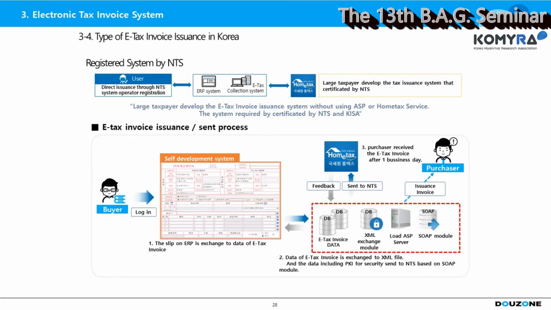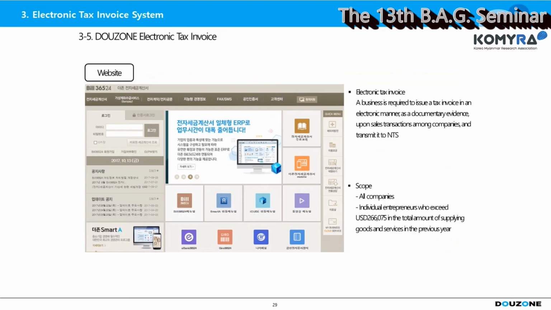The last one is for large taxpayer development. Large taxpayers develop the e-tax invoice issuance system without using the ASP or Home Tax service. The system requires certification by the NTS and KISA in Korea. Douzone is an ASP supplier, so we already have a lot of know-how, because we already have over 500 million issuance history and over 490,000 clients. We are the number one supplier in Korea.